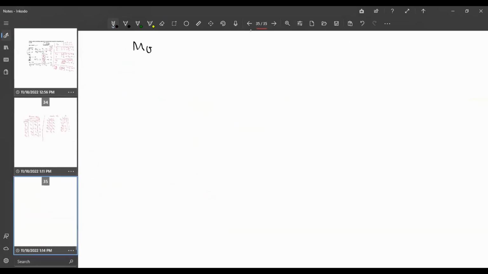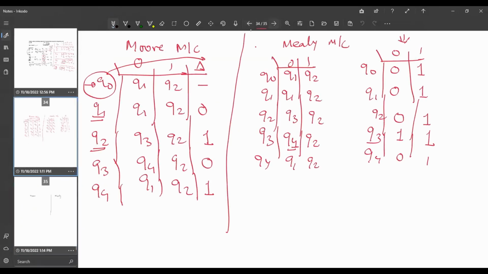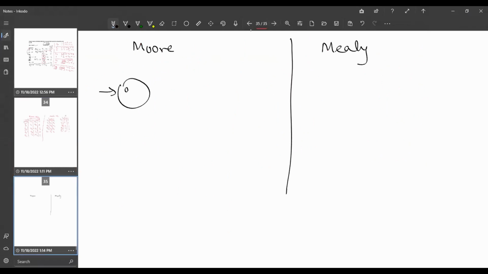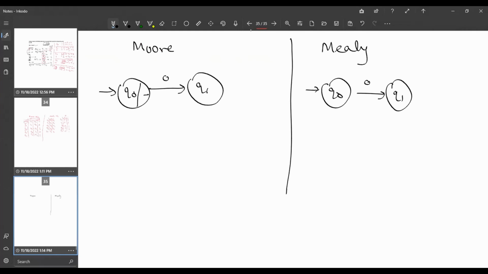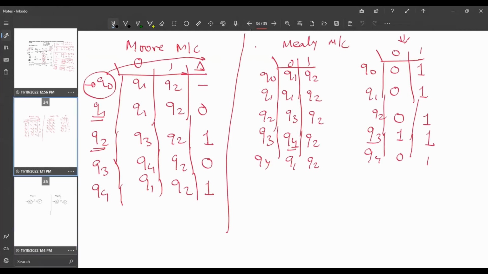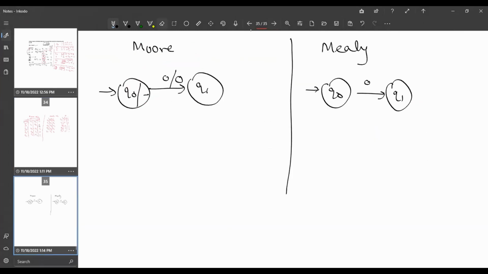So for the Moore machine, we'll start with Q0. What is the output of Q0? Nothing. On 0 it is going to Q1. What is the output of Q1 that we have to write? Q0 on 0 is going to Q1 and we have to append the output of Q1. The output of Q1 is 0. So we have to write that. In the Moore machine, we have to write the output within the state, and in the Mealy machine, we have to write the output on the transition.